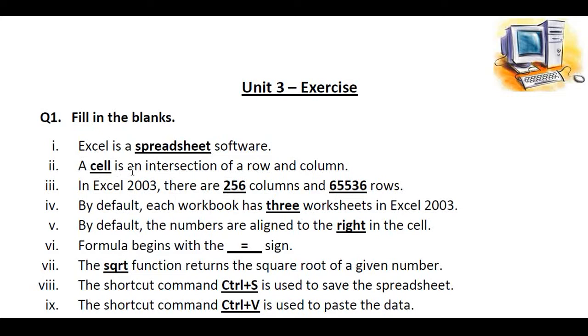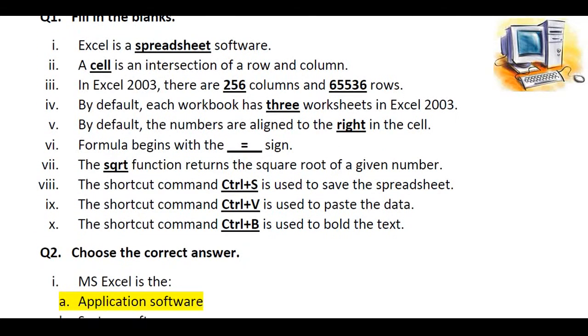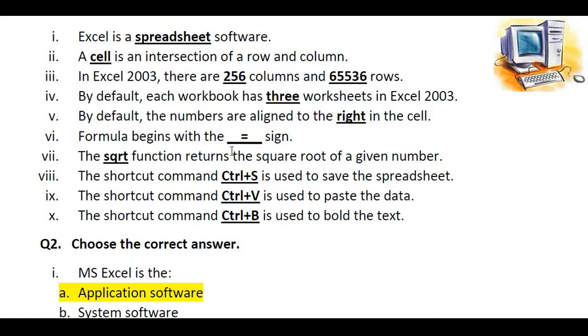Second fill in the blank is a cell is an intersection of a row and column. Third, in Excel 2003 there are 256 columns and 65,536 rows. Fourth fill in the blank says that by default each workbook has 3 worksheets in Excel 2003 version. Fifth fill in the blank is by default the numbers are aligned to the right in the cell. Sixth fill in the blank says formula begins with the equal to sign.